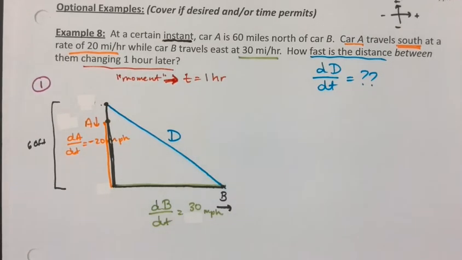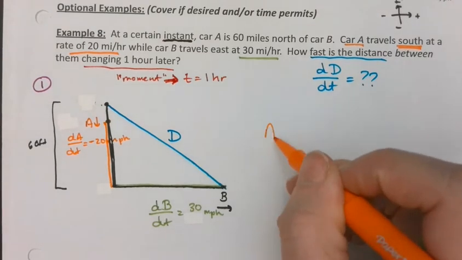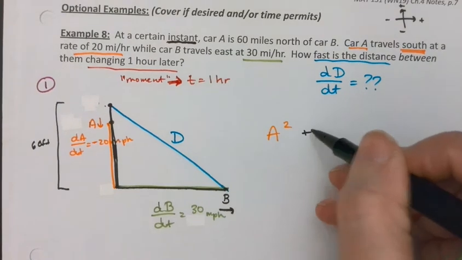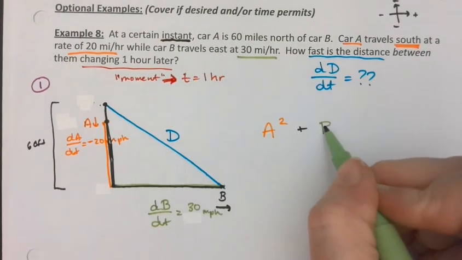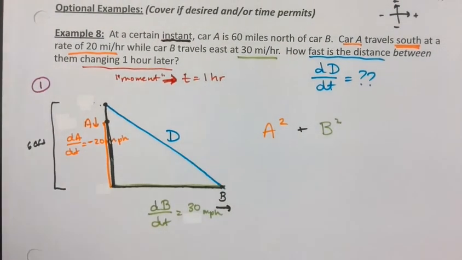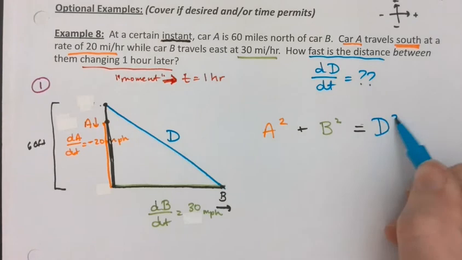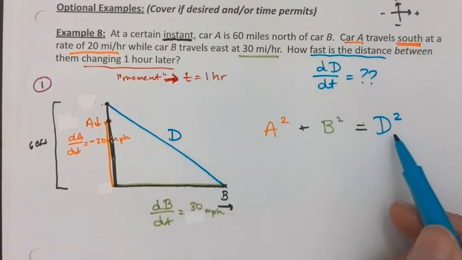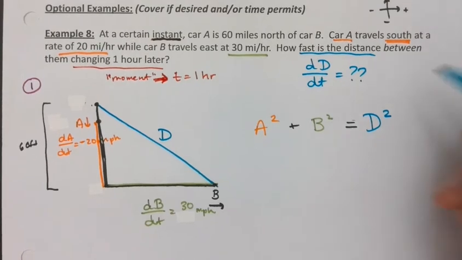So what do we know about that? Well, we know that A squared, because this is a right triangle, A squared plus B squared is equal to D squared. Now, technically, you could use the distance formula, but I'm going to be really honest with you. We almost never do for these problems. We rather use distance squared. Distance squared is easier to work with, so I'm just going to make a little note here.